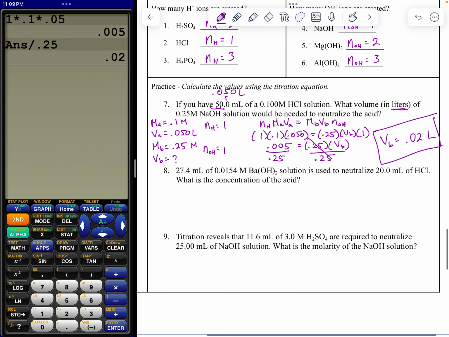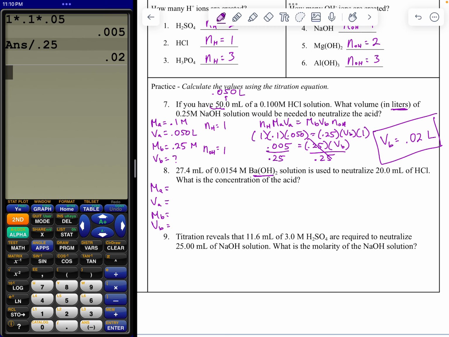Let's try this next one here. We can label all of our information: givens, unknowns. Well, unknown, right? There's only going to be one unknown for all of us. Making sure that we are converting milliliters when applicable. And now that is the volume for a base.